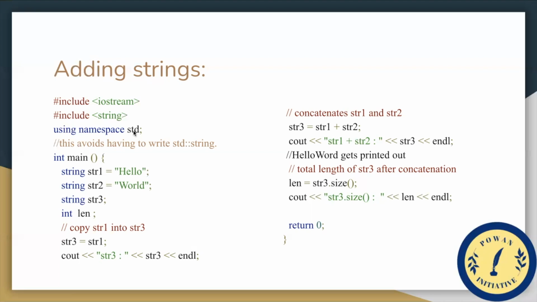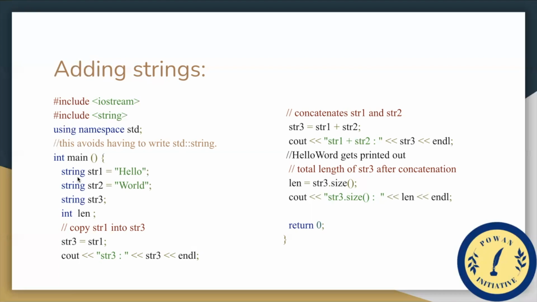That just helps us a lot, so we won't have to write every line like this. You don't have to think too much about that right now. Just know we need to add the header of that string library, and we need using namespace std.